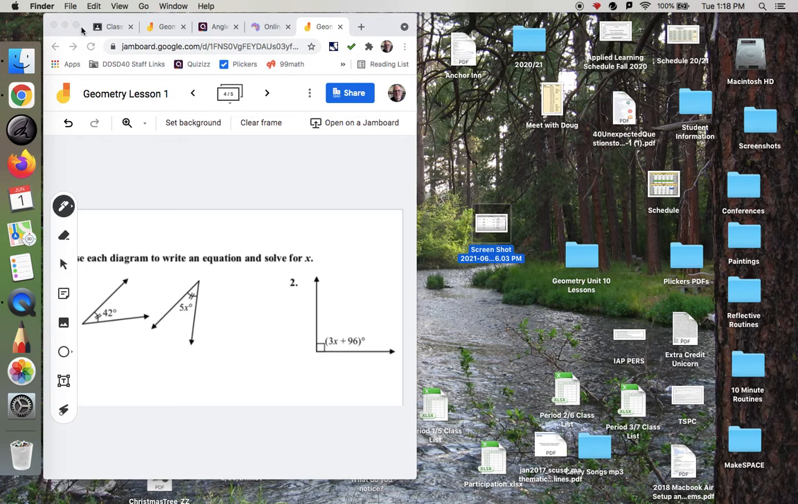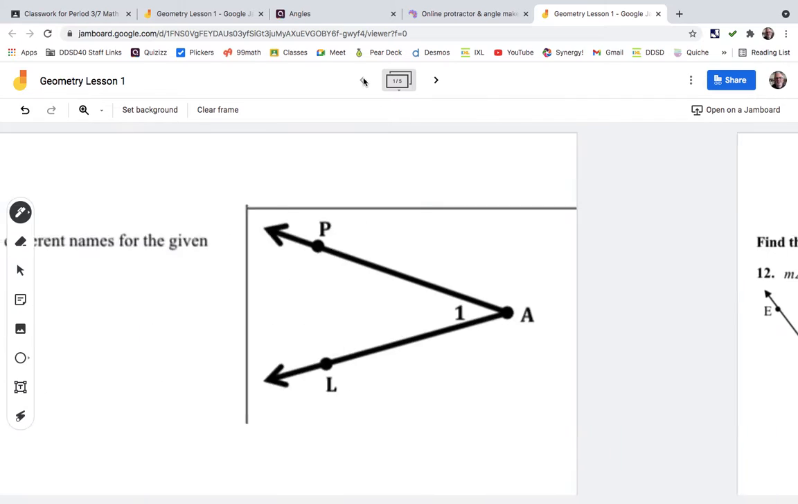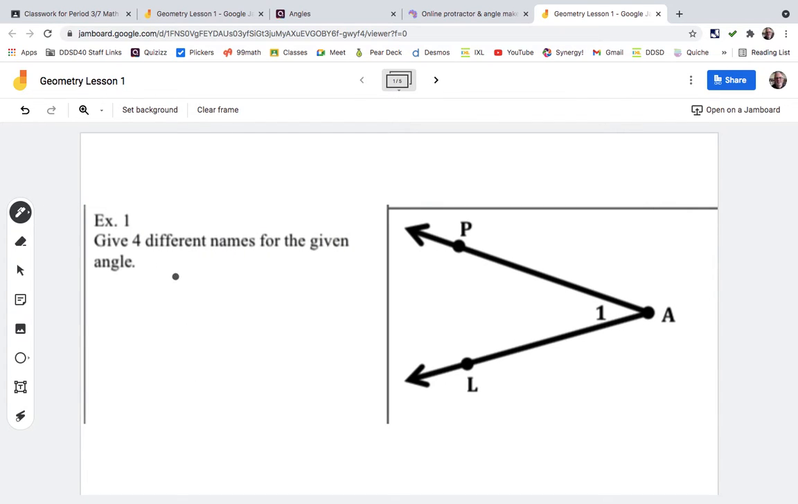What I want to do next is the answer key for Geometry Lesson 1. This is due Thursday, but if you're trying to start to work ahead, you can correct your work and then go to the next lesson. So I'm actually on 4 here, so I want to go back to 2. 3 different ways to name a given angle.